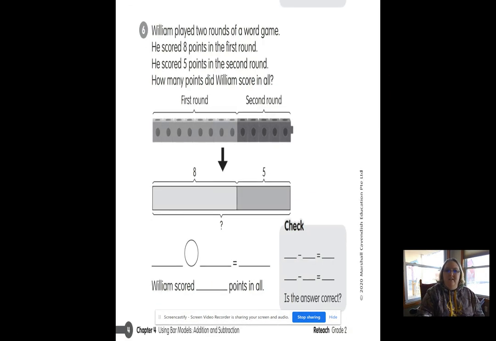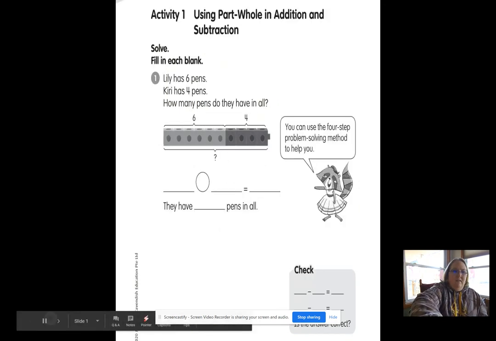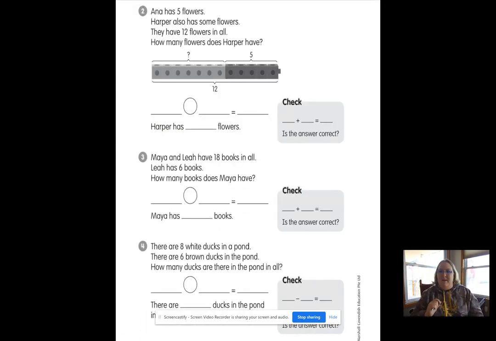All right. Next slide, number 6, it says, William played 2 rounds of a word game. He scored 8 points in the first round. He scored 5 points in the second round. How many points did William score in all? So we're going to put it together once again. All right, next page. I think this might be it. Yep, it takes us back to the beginning.